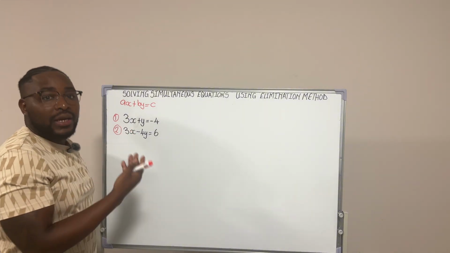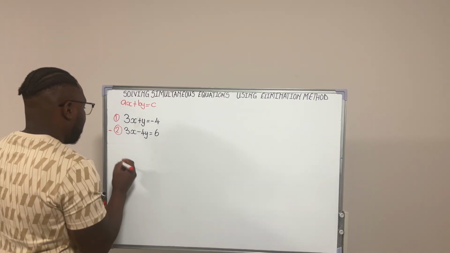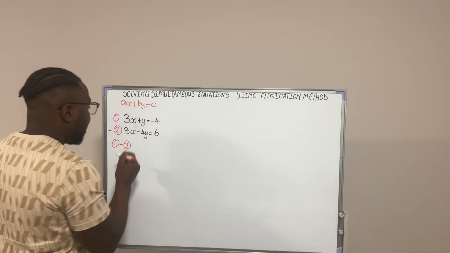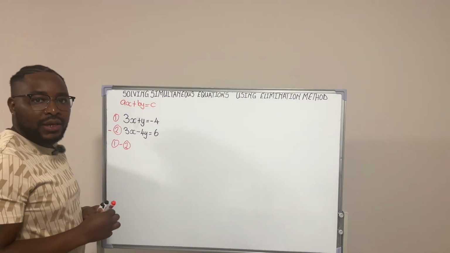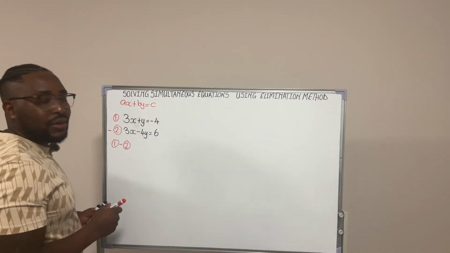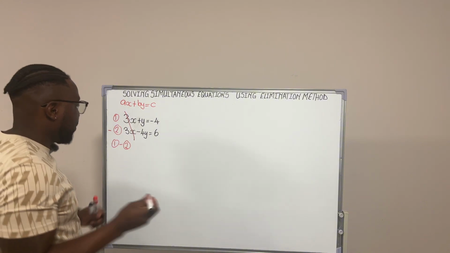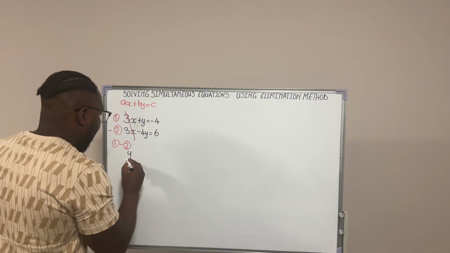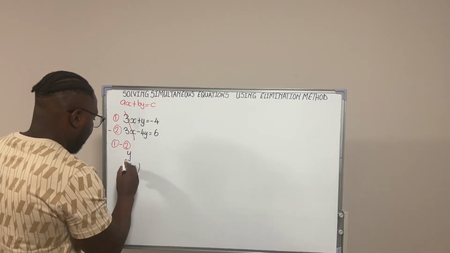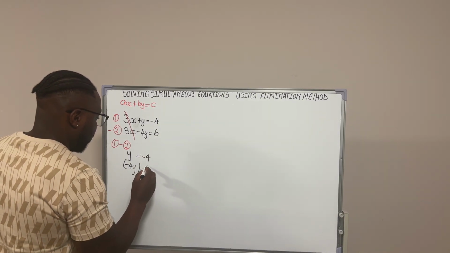We can simply subtract, right? So let us do that. We are subtracting the first equation and the second equation. And 3x minus 3x, those two cancel out. And what are we going to be left with? We'll be left with y minus y, that's equal to negative 4, and this one is equal to 6.